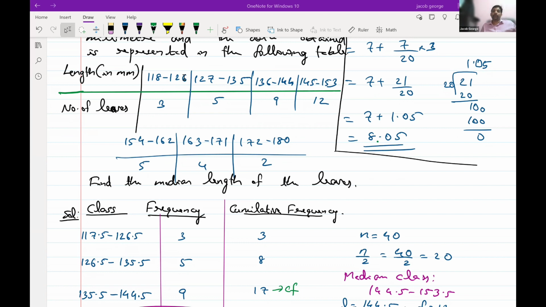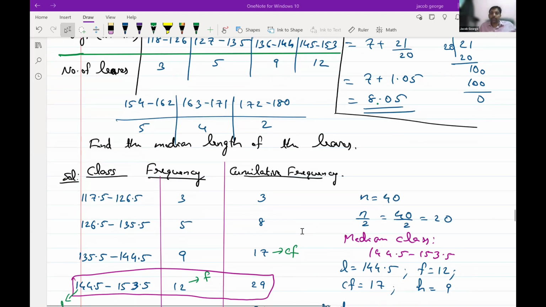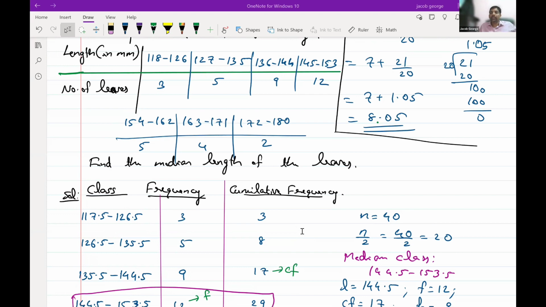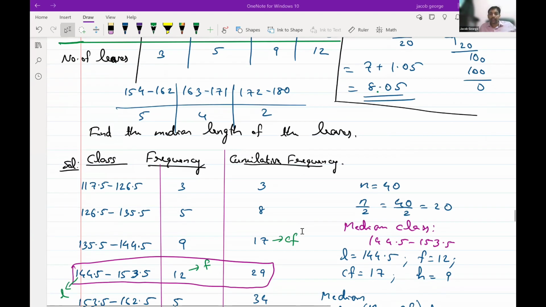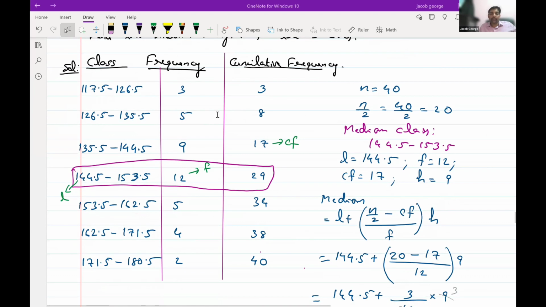117.5 to 126.5. Then 126.5 to 135.5. 135.5 to 144.5. Like this, we convert it into continuous classes. Is that clear? And then the same type of calculation. Frequency we copy from the question. Then cumulative frequency: 3, 3 plus 5 is 8, 8 plus 9 is 17, 17 plus 12 is 29, like this. Last cumulative frequency is 40.